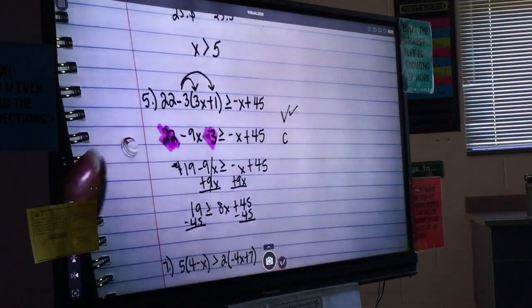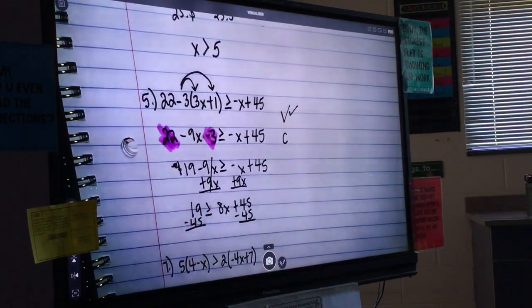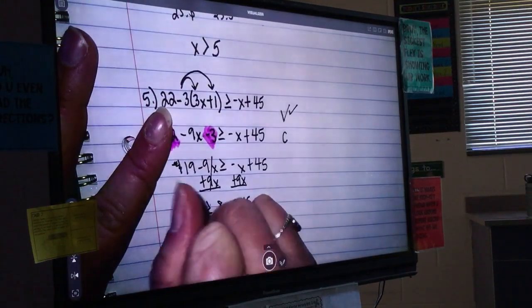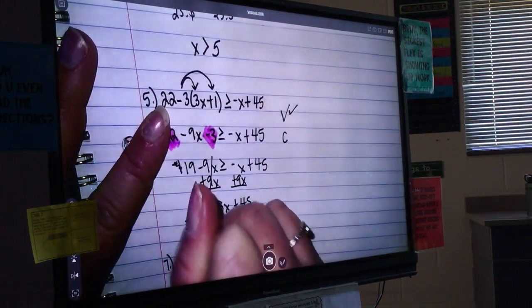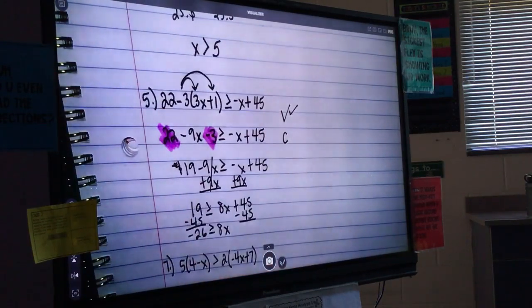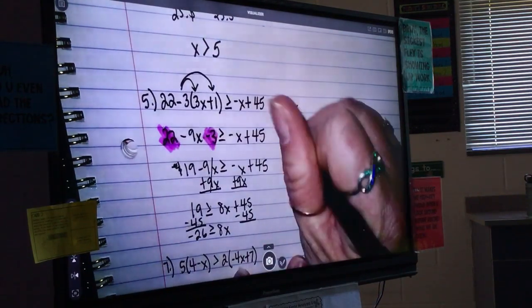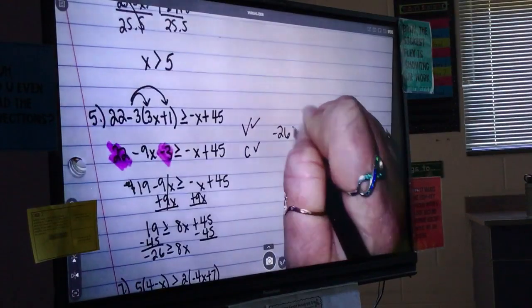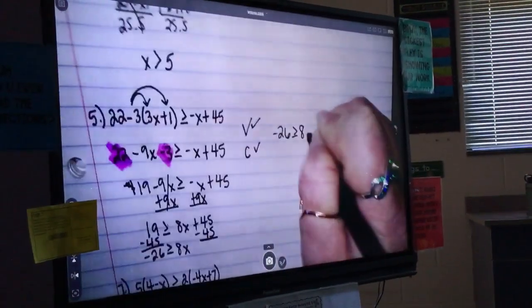Now, what is 45 minus 19? It's 45 minus 19. 20. Are you sure? I don't know. I missed a question. I think so. Just because I question you doesn't mean you're wrong. I'm just making sure you know. All right, so you end up with, and I'm going to rewrite this over here just so I can see it a little bit better, negative 26 is greater than or equal to 8x.